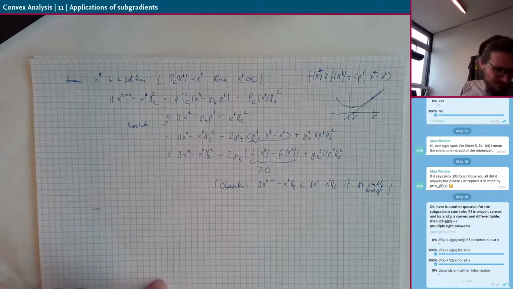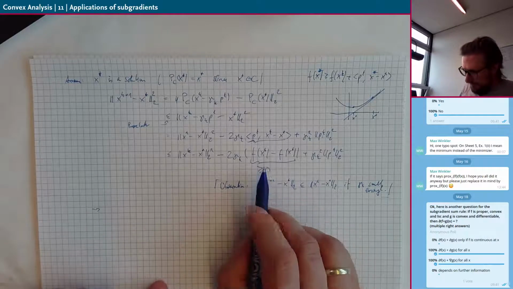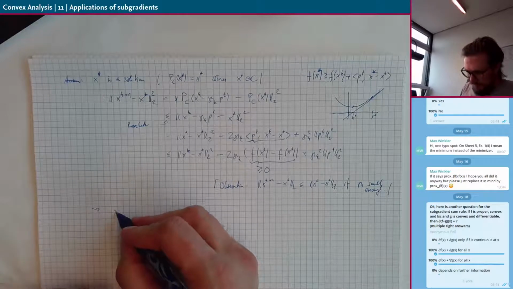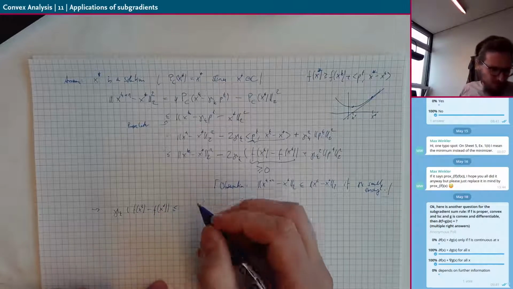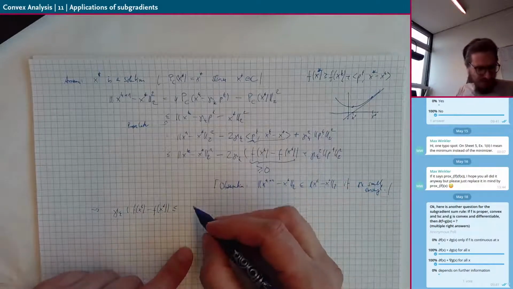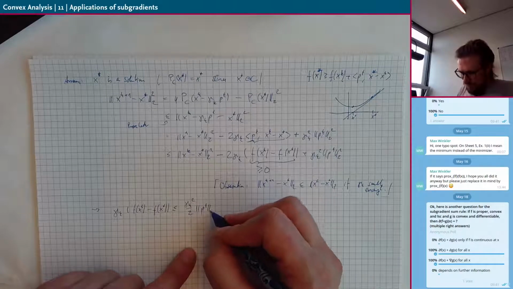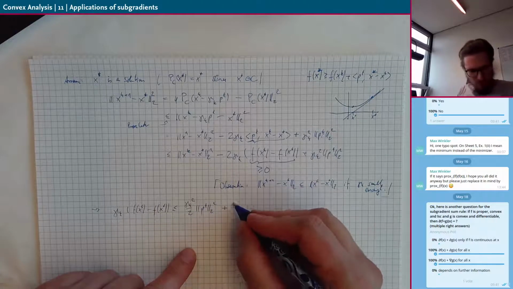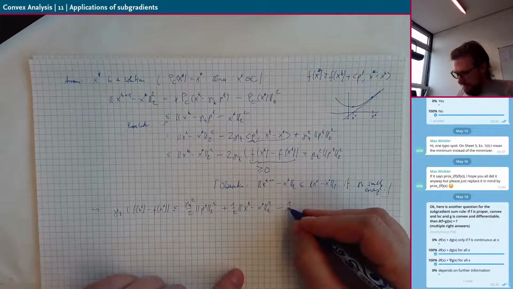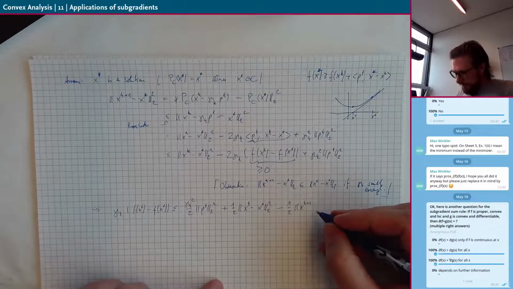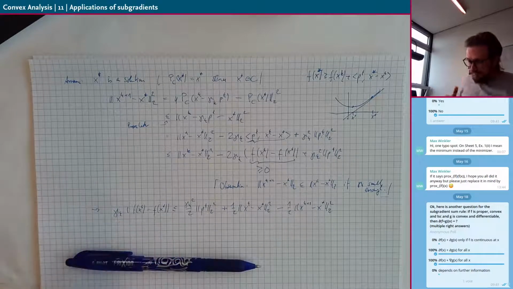We rearrange this into the following. We move this to the left-hand side, and γ_k times (f(x_k) − f(x*)) is smaller or equal to, and then we divide by 2 also, which gives us γ_k² over 2 times the 2-norm squared of p_k, plus 1 over 2 ‖x_k − x*‖₂² minus 1 over 2 ‖x_{k+1} − x*‖₂². So why is this good?